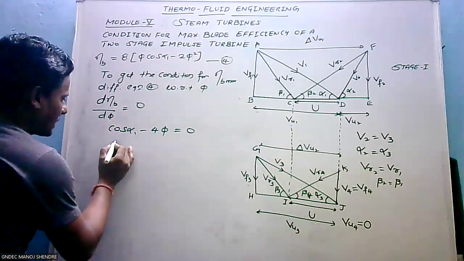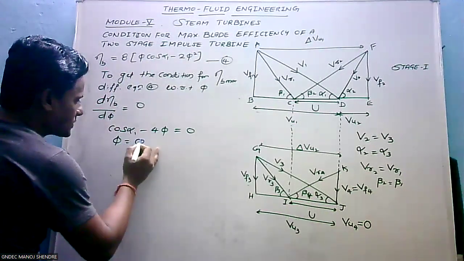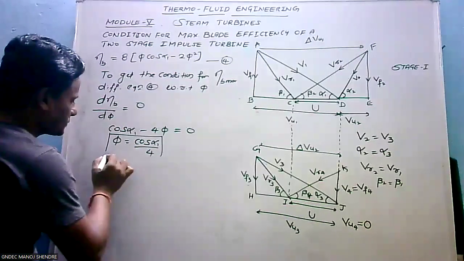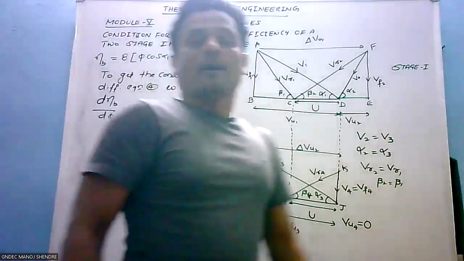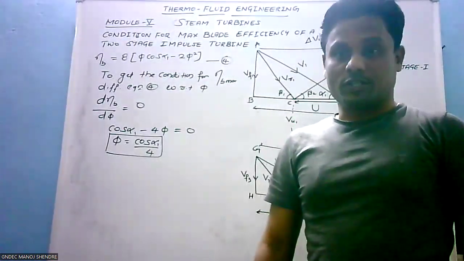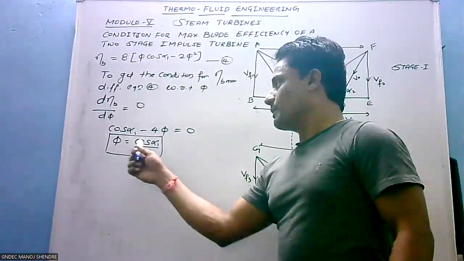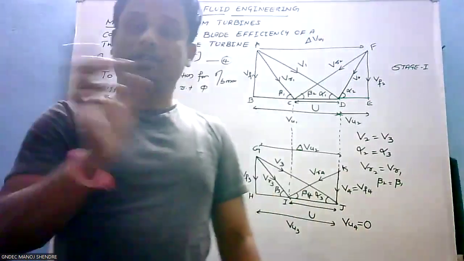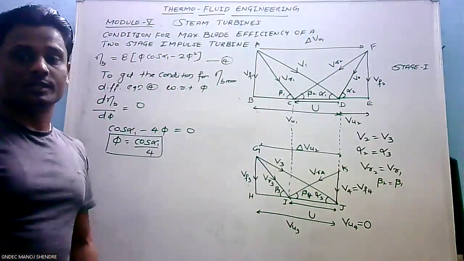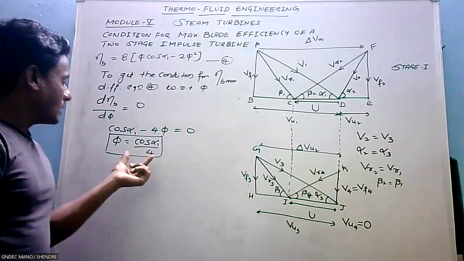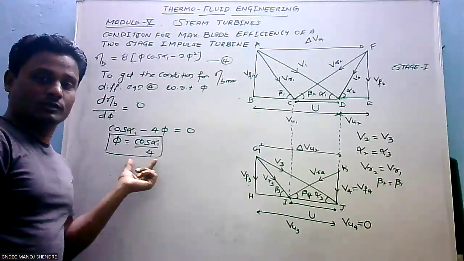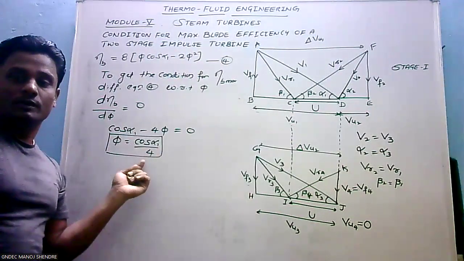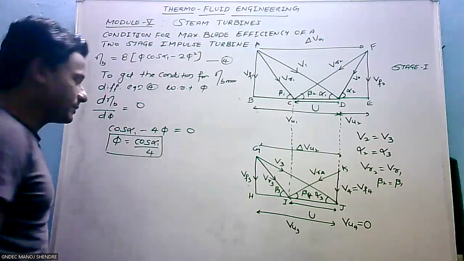Therefore, here I get phi equals cos alpha 1 by 4. So remember, to get the maximum blade efficiency, the speed ratio phi should be equal to cos alpha 1 by 4. Now to get the equation for maximum blade efficiency, let us resubstitute the speed ratio phi in equation number 4.